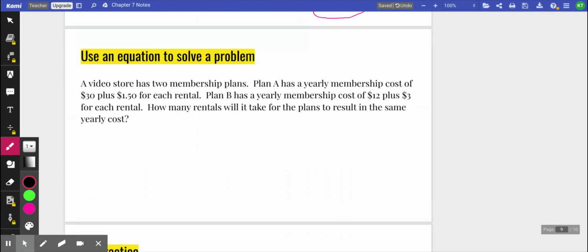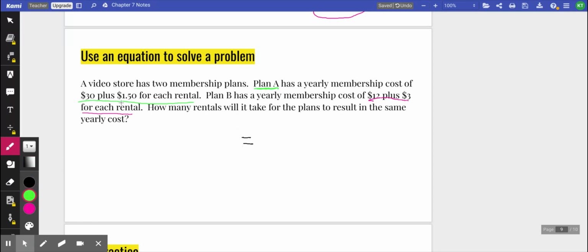All right, using equations to solve problems. The video store has 2 membership plans. Plan A has a yearly membership of $30 plus $1.50 per rental. Plan B has a yearly membership of $12 plus $3 for each rental. It says how many rentals will it take for the plans to result in the same yearly cost? So we want to find out when these plans are going to be equal to one another.